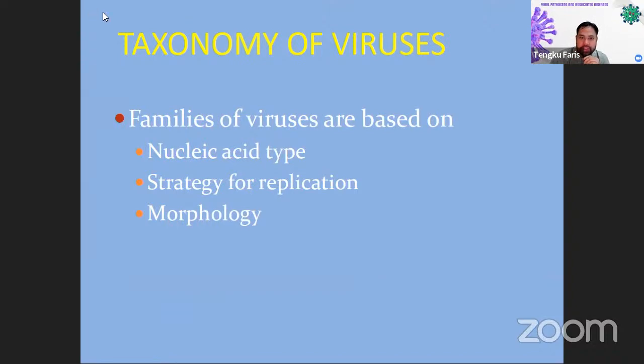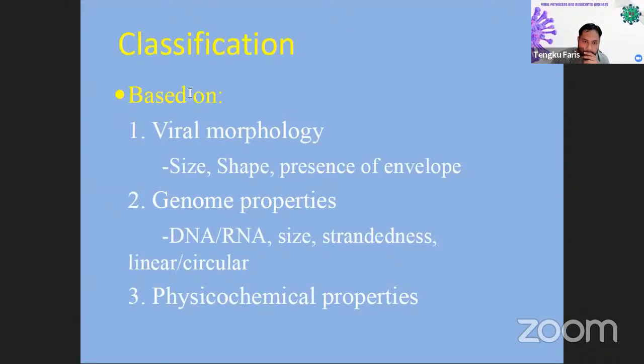Okay, so no question. We go to the taxonomy of viruses. Families of viruses are based on the nucleic acid type, which is DNA or RNA. Strategy: how do they replicate in the host cell? The host cell is the cell that the virus is invading. Then the morphology, the shape: icosahedral, polyhedral, or do they have the capsid or not? What is the structure of the capsid? So we look at the structure or the morphology.